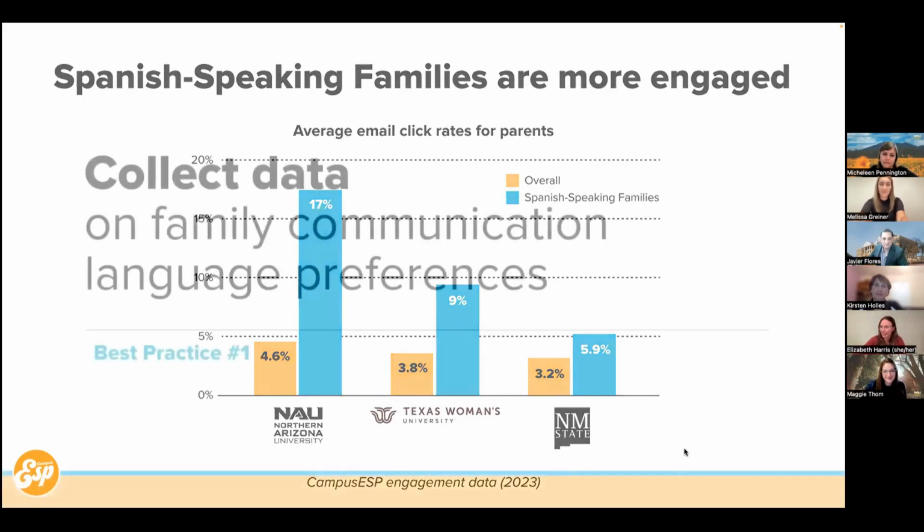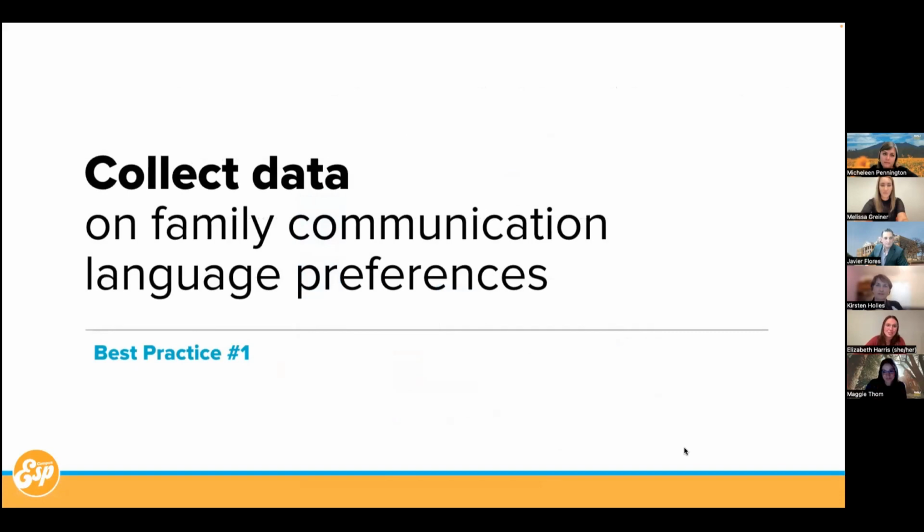All right. So now we're going to get into some of the best practices that we've identified after talking to all three of these institutions, as well as some of the other best practices we see from some of our other customers that are engaging Spanish-speaking families. And one of the first ones that we'll speak about is collecting data on the family communication language preferences of these families.